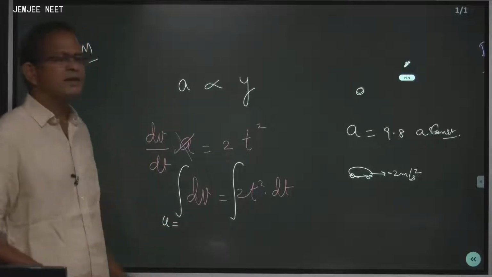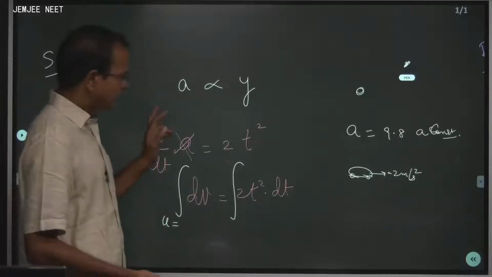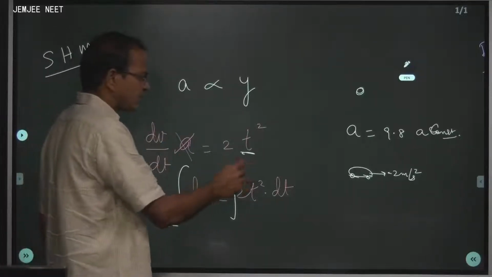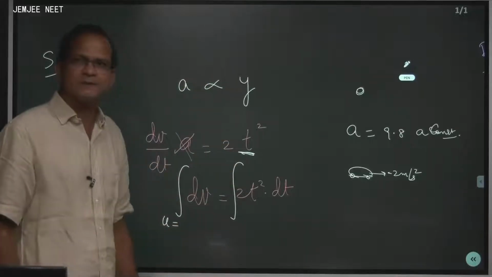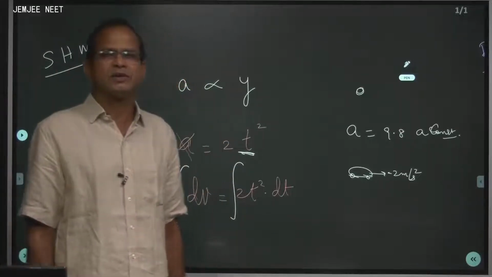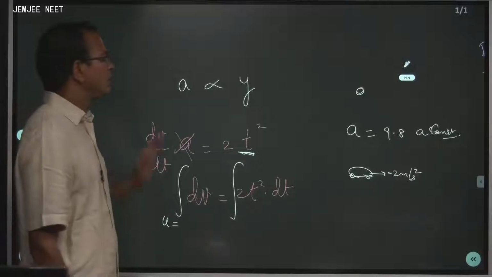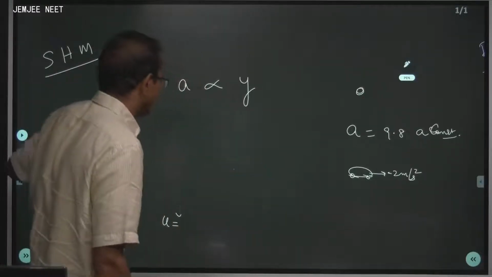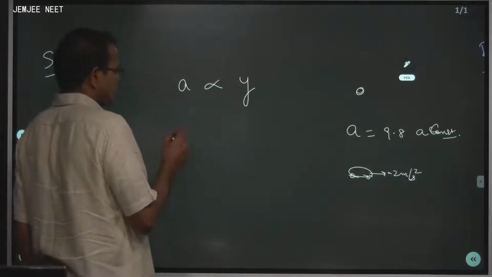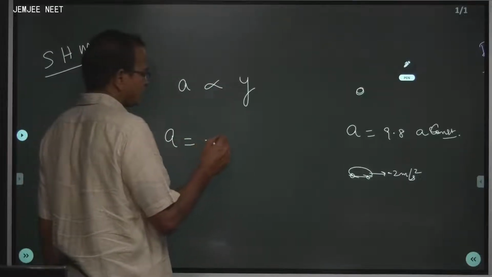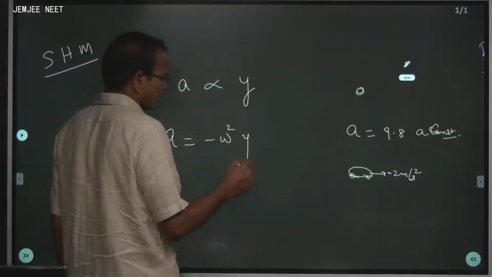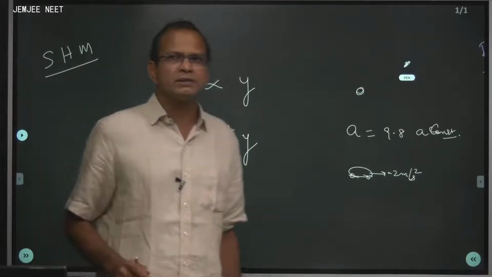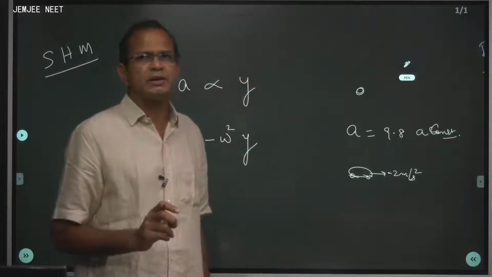But this is a special case where acceleration is not a function of time, but a function of displacement. Position. A function of position or displacement. Upon that, A is directly proportional to y, and A is equal to, we have to put some constant. What constant are we going to put? Omega square times y, where omega is a constant.